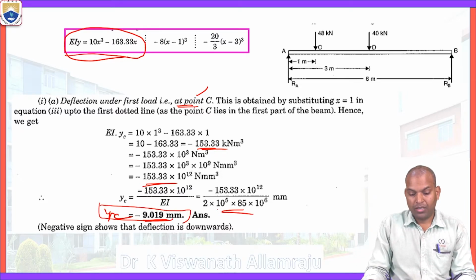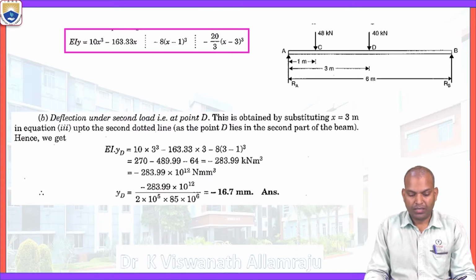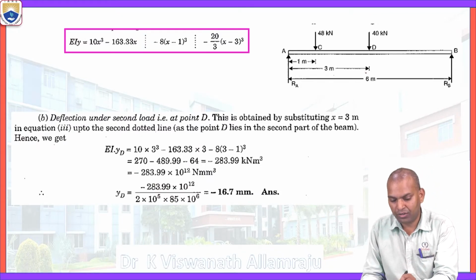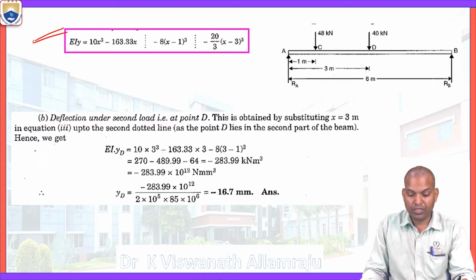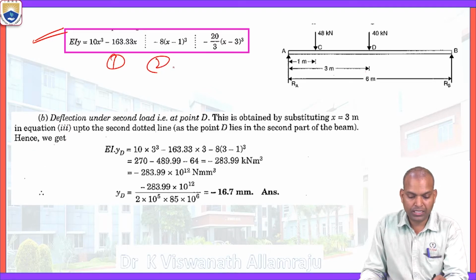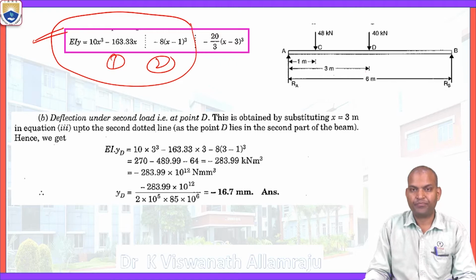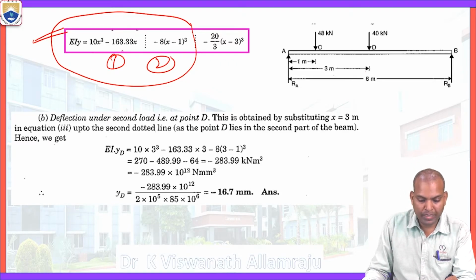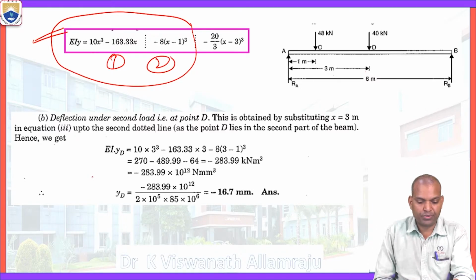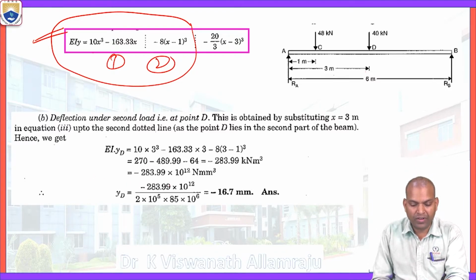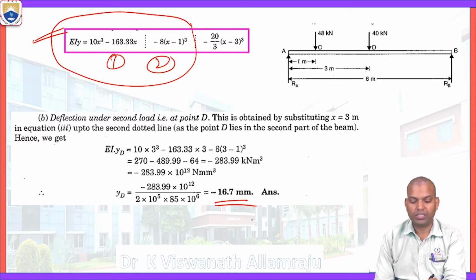Okay, next. What is the deflection under the second load? What is the second load here? At a distance x equal to 3. Substitute x equal to 3 in this equation. But how much do we have to consider? The first part and second part summation. This is the portion you have to consider. Now that is 10x cube minus 163.33 times x minus 8 times (x minus 1) whole cube, where x equal to 3. Substitute here, and substitute E and I, converting into Newton millimeters. Then the derived value is minus 16.7 millimeters.